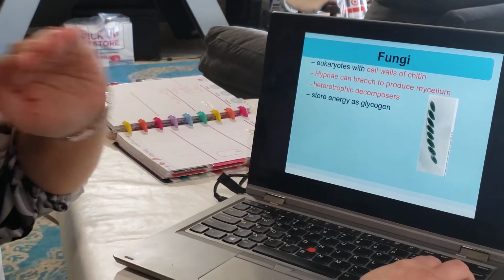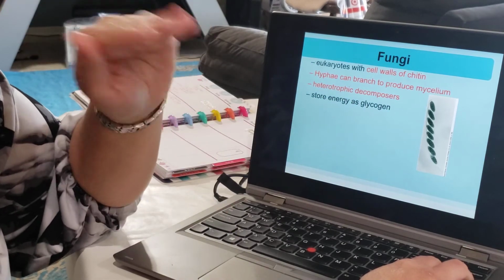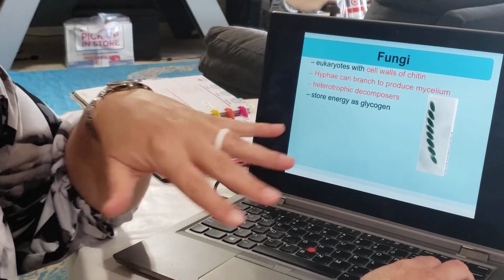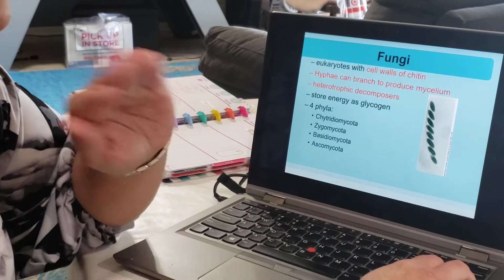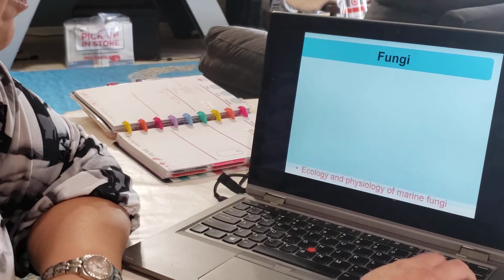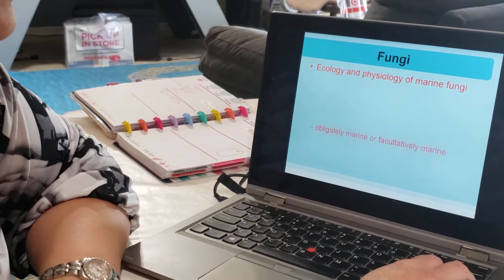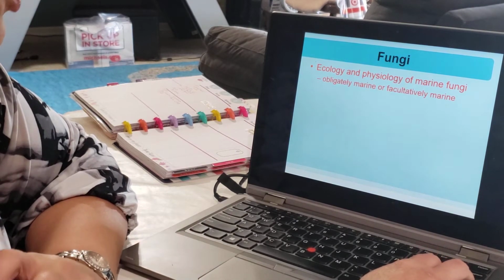Heterotrophic decomposers. So fungi are not autotrophs. They are heterotrophs. They need something to break down and get food off of. Ascomycetes are the most diverse and abundant. That's the type of fungi. Don't get too overwhelmed with some of the names. Ecology and physiology of marine fungi.